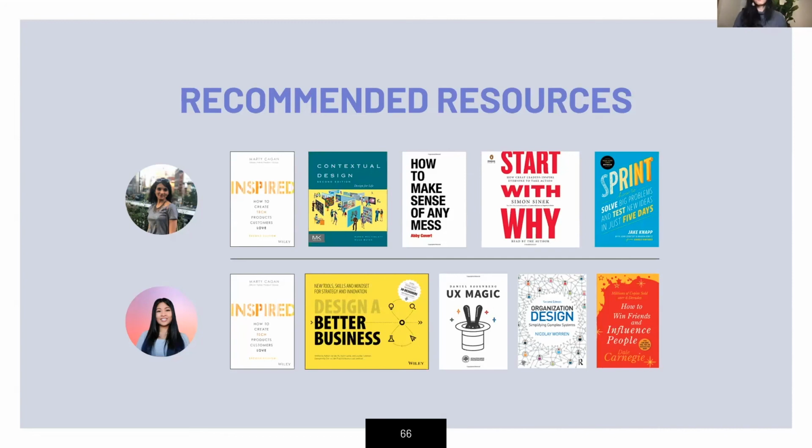These are just some books that we said you should read as you are getting into this, or just to understand design. It doesn't matter if you're working on an enterprise or consumer application.